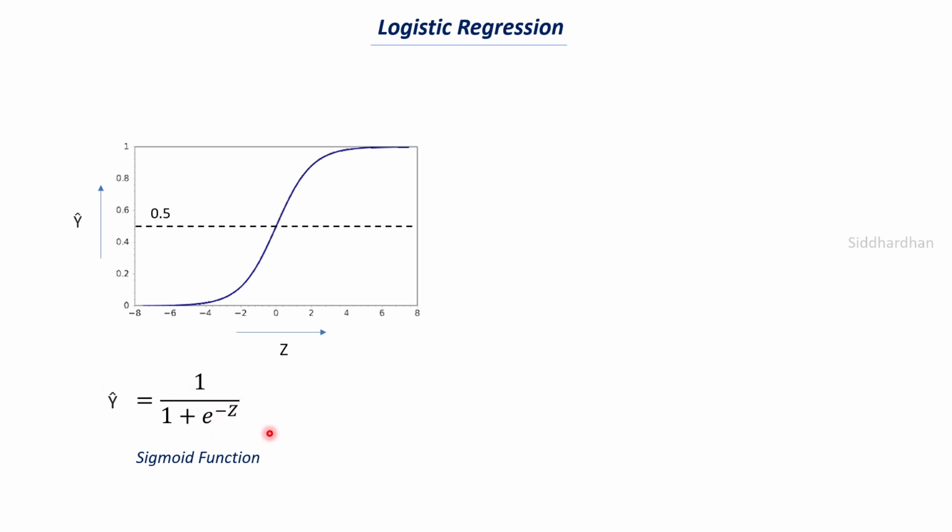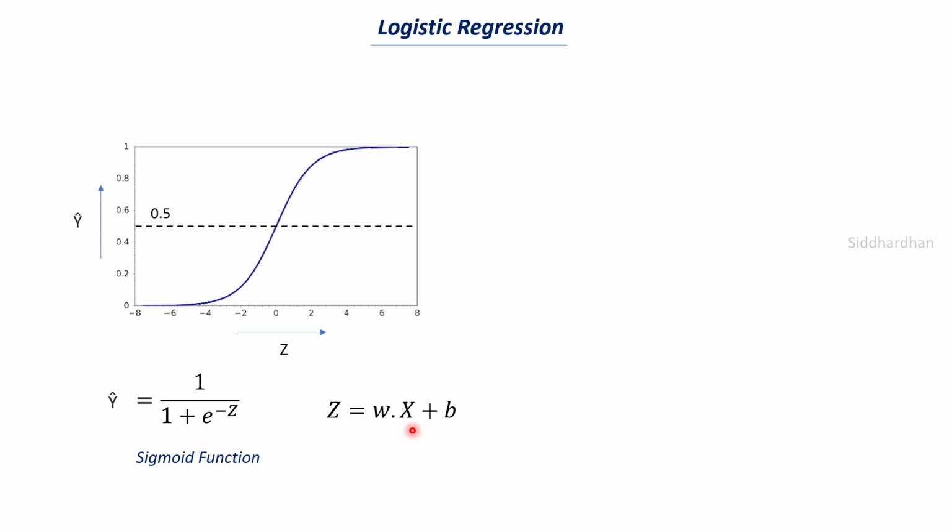Now we need to know what is meant by this z. z is nothing but z is equal to wx plus b. If you look at this equation closely, you can realize this is nothing but the equation of a straight line. We know that the equation of a straight line is y is equal to mx plus c. Similarly, this is wx plus b, where w represents the weight and b represents the bias. We have already discussed weights and bias in the previous videos. If you are not sure about these terms, I'll give the link of the weights and bias video in the video description. You can check that out.